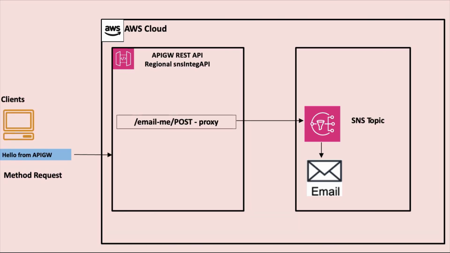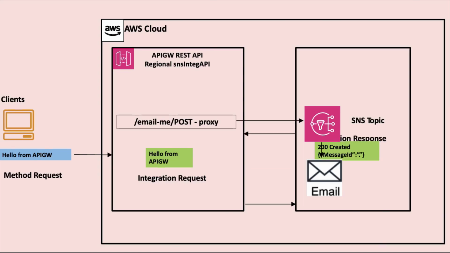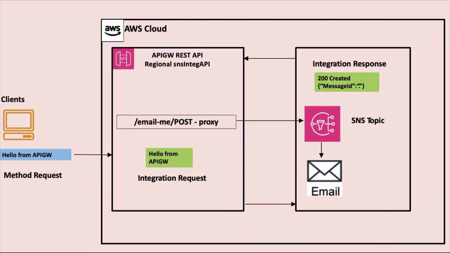Now let us say the client sends a hello world message, and that message goes to the API Gateway, which internally sends it to the SNS topic, and the email will be received, and there is an acknowledgement response coming back to the client saying that the message has been sent. Now this is the end-to-end architecture that we are going to implement. Let's go to the source code.